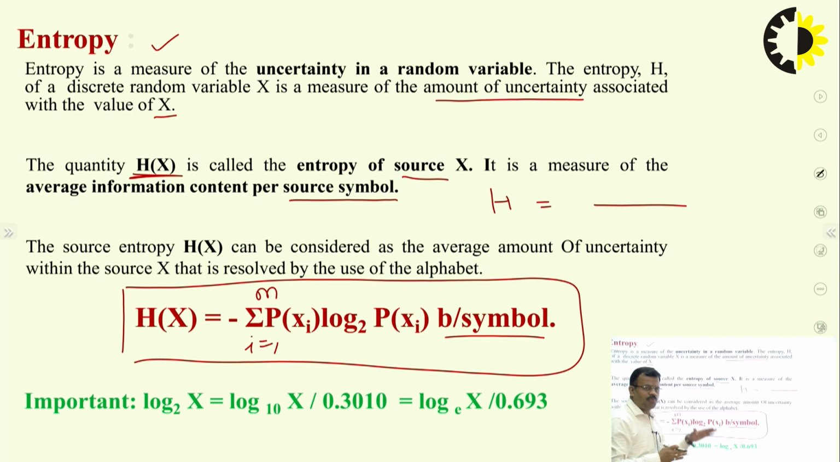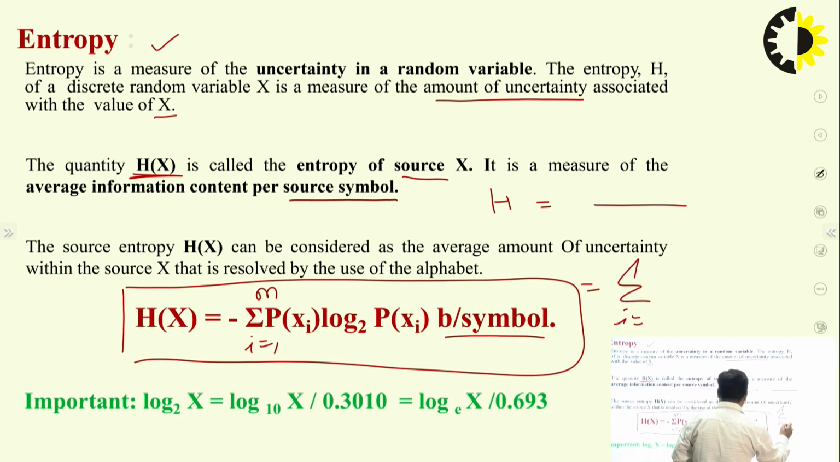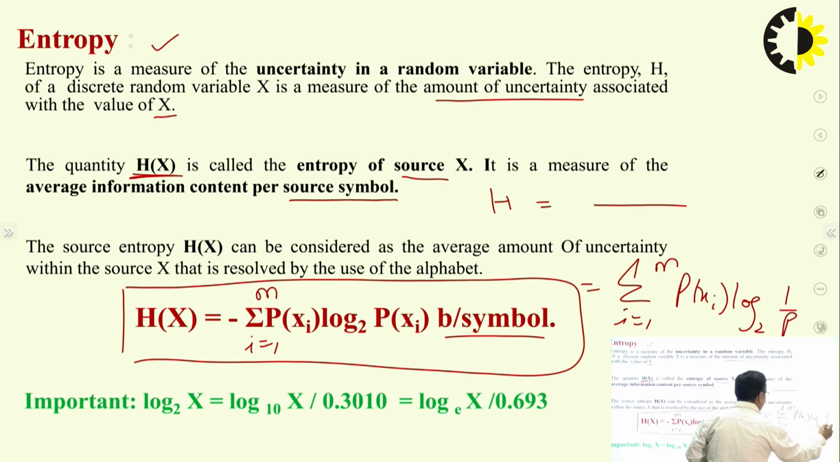Why? Because log of m upon n is log m minus log n. If you want to get the positive sign, the formula will be the summation from i equals 1 to m of P of X_i into log base 2 of 1 upon P of X_i. So this is our entropy of the source. This is the formula of entropy, summation over the number of messages, P into log of P. Okay, and the base of log is always 2.